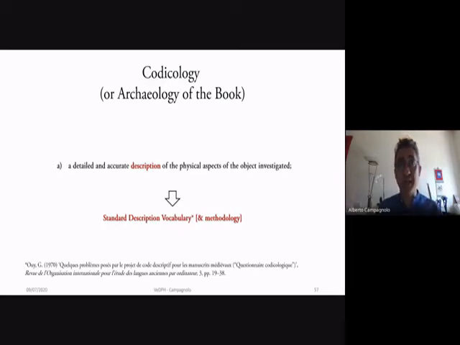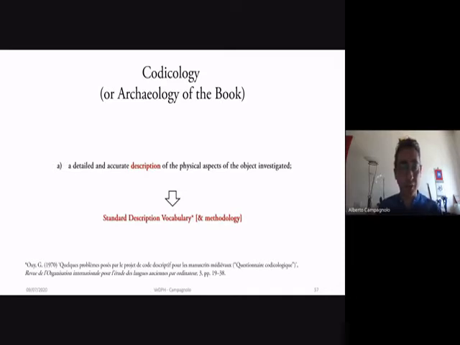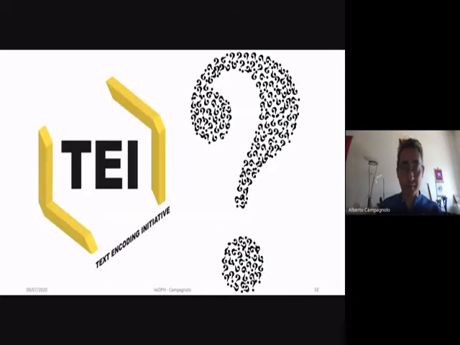The TEI gives us a way to get to that information, but it kind of fails to allow us to actually talk about it. It doesn't allow us to describe it in the detail that we need. We need a detailed and actual description of this physical aspect, and TEI doesn't allow us to do that in this way.